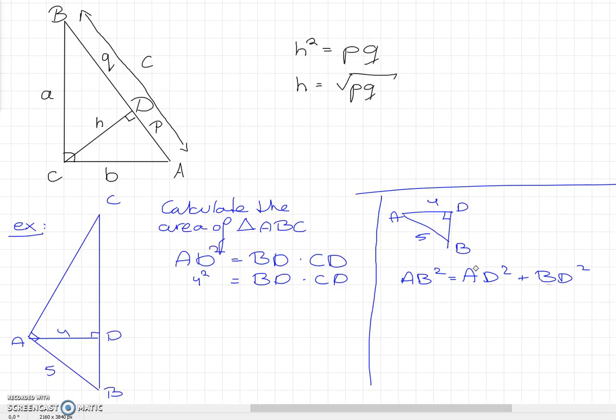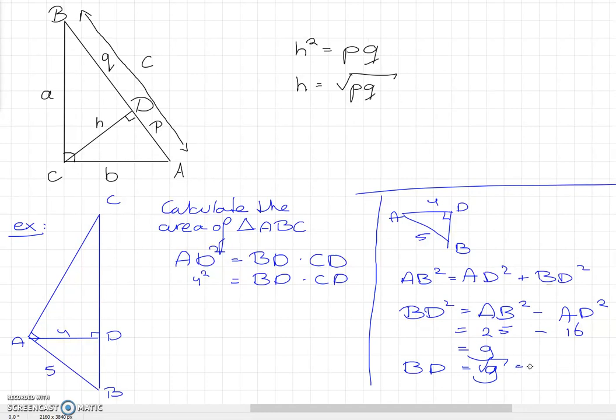Since BD squared is our unknown, we isolate that, and we do that by subtracting AD squared from both sides, so BD squared is AB squared minus AD squared. AB squared is 25, because 5 squared is 25, and AD squared is 16, and 25 minus 16 is 9, which gives that BD is equal to the square root of 9, or 3.